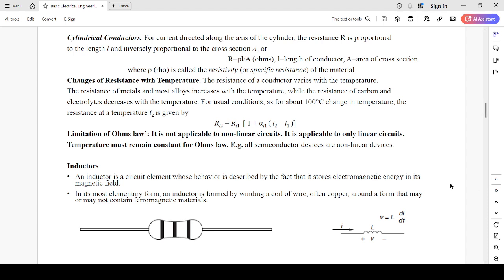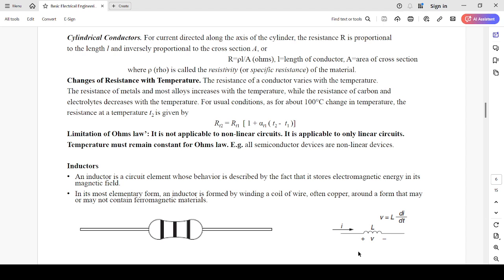The second component of the passive devices is the inductor. An inductor is a circuit element whose behavior is described by the fact that it stores electromagnetic energy in its magnetic field. Now, the concept of electromagnetic energy you might have taken in your 11th standard. The electromagnetic energy you had estimated numerically also. It was half L I square, where L is the self-inductance and I is the current flowing through the electric circuit.